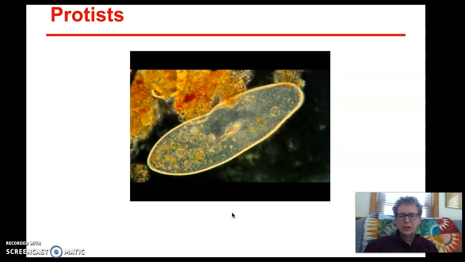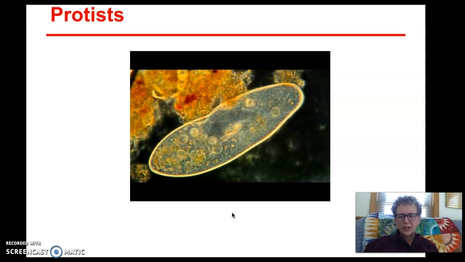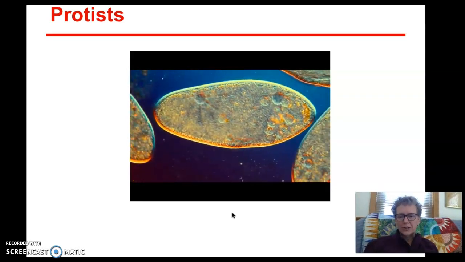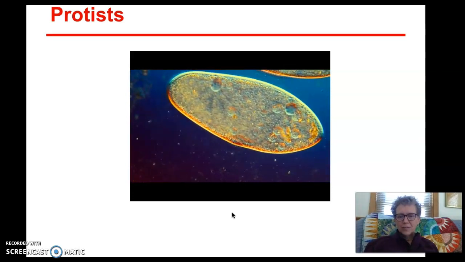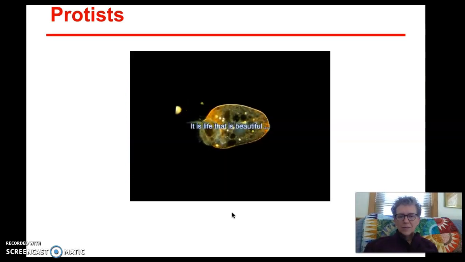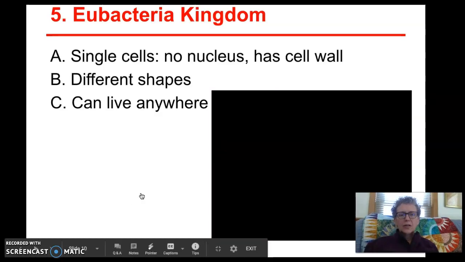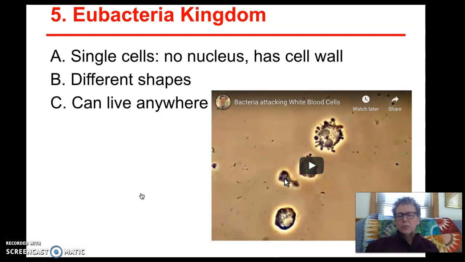I mean, one cell big, but they're able to move around. What? That protists can make their own food? They're pretty neat. Okay, then we have another kingdom, so our fifth kingdom.